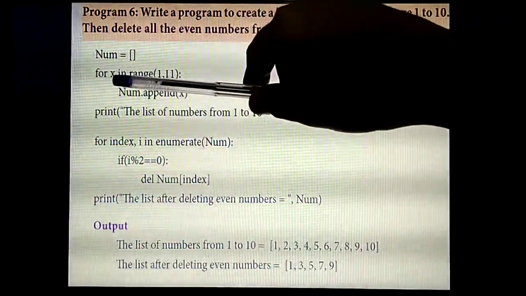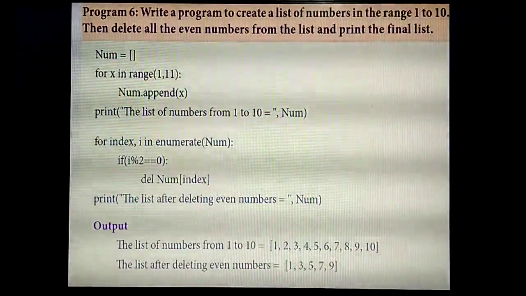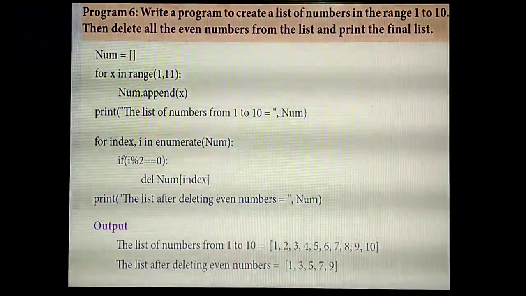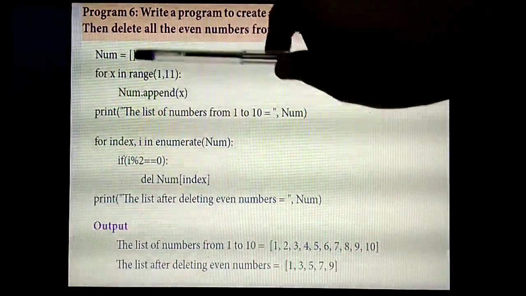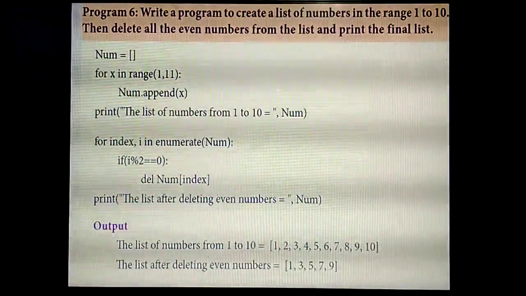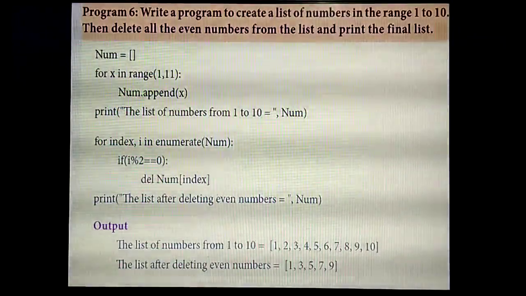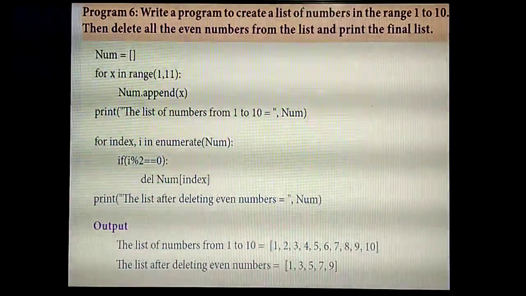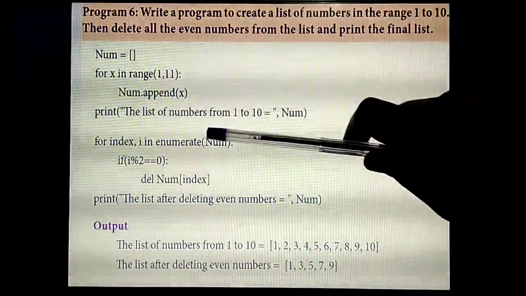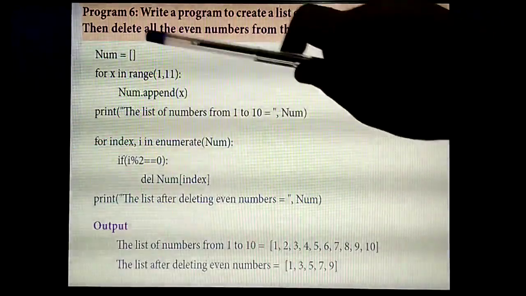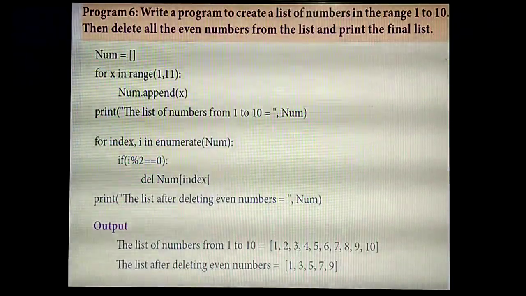So for the variable, in which variable are you creating? x, in range of 1, 11. Each time the value needs to be added to the list. Which list? num. So num.append(x). Which function? append. Which variable needs to be added? x. Understand? Next you are going to print the list of numbers 1 to 10. Where have you stored the numbers 1 to 10? In the list num. That list you need to display at the output.